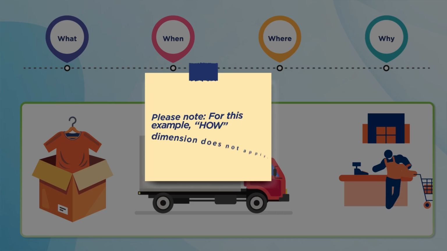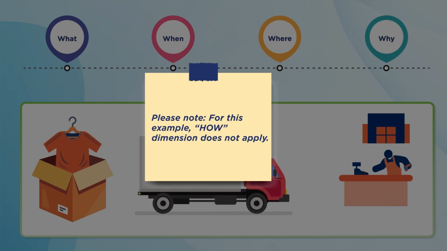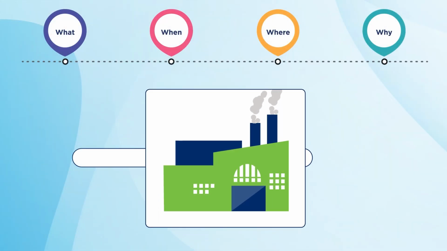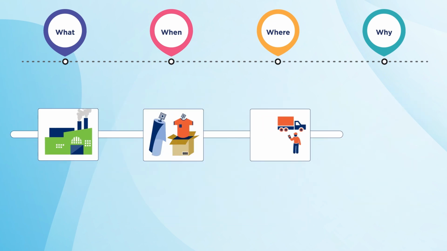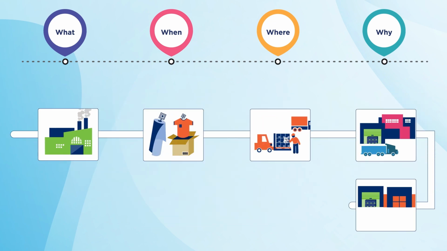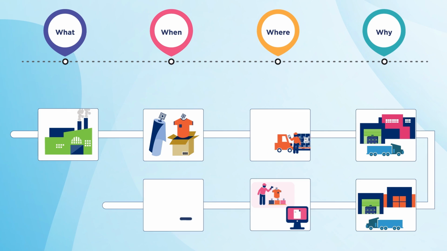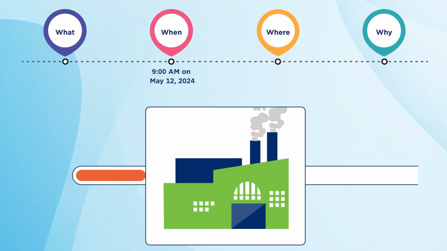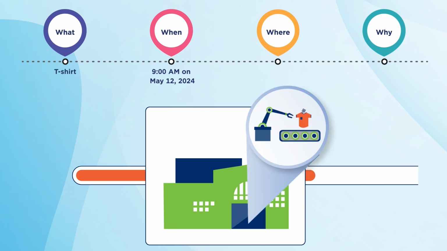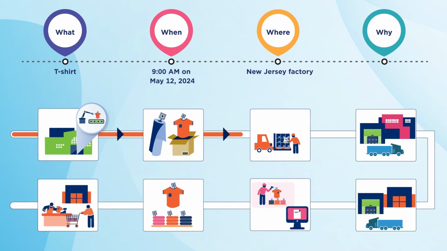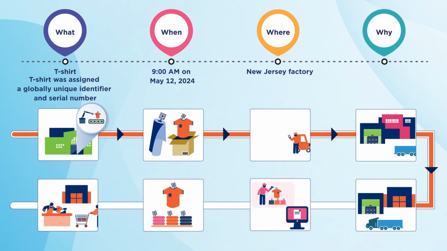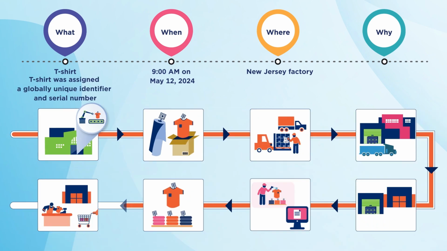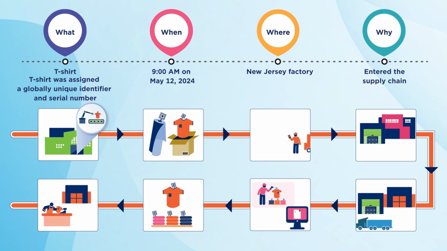Please note that for this example, the How dimension does not apply. Starting at the factory, visibility event data is generated the moment the t-shirt is manufactured, which defines its introduction to the supply chain. Let's zoom in. At 9 a.m. on May 12, 2024, a t-shirt came off an assembly line at a New Jersey factory. The t-shirt was assigned a globally unique identifier and serial number, at which point it officially entered the supply chain as a new trade item.